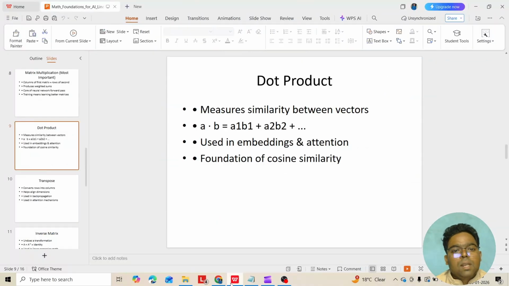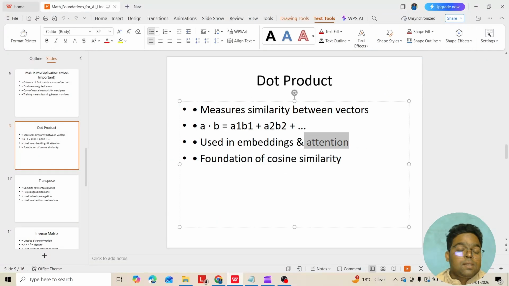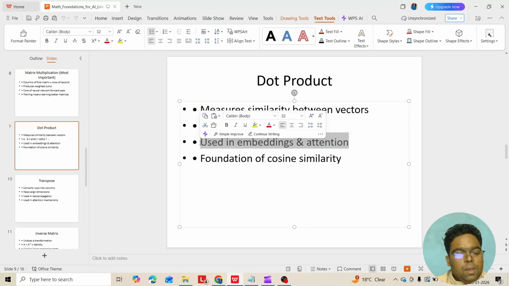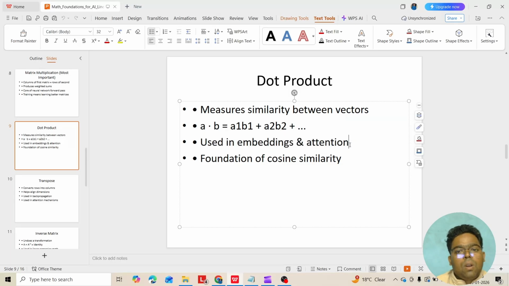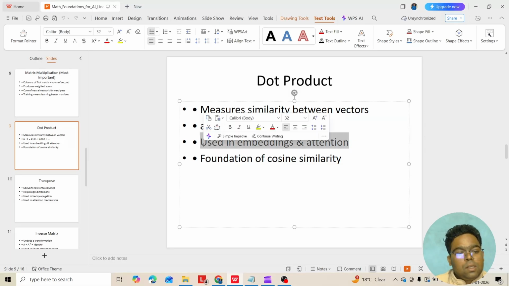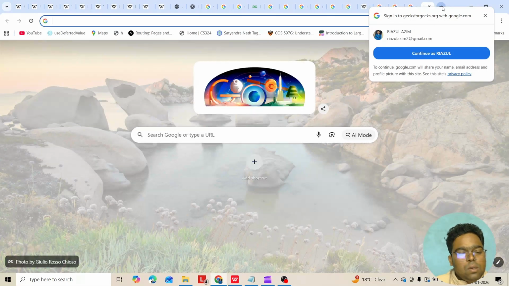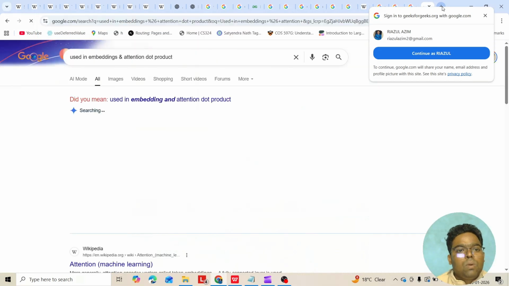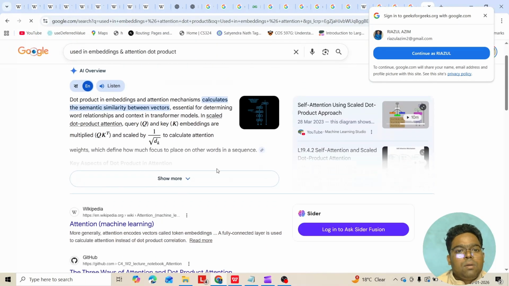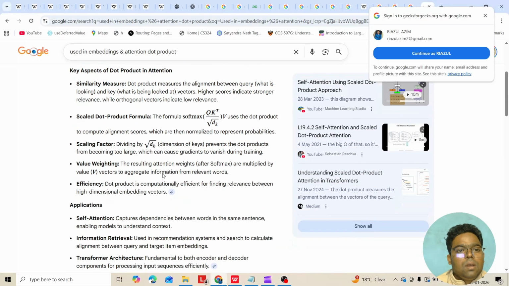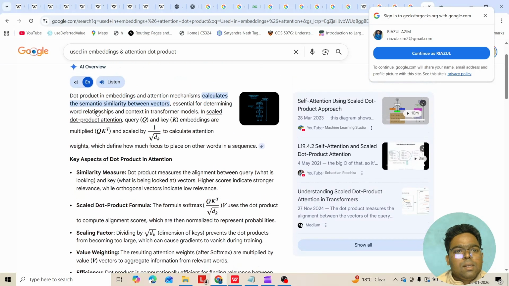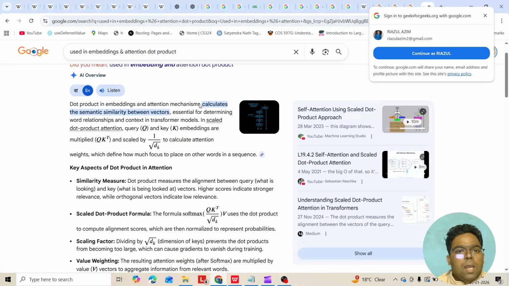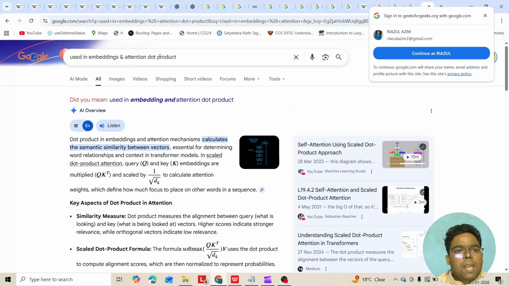Where is it used? It is used in embedding and attention. Attention is a very important chapter in AI, and there is a very important research paper called Attention Is All You Need, that changed everything, and that is where the GPT concept came from. So you can see that is the dot product. In this scaled dot product formula, we see that it is a similarity, the dot product itself, in attention.